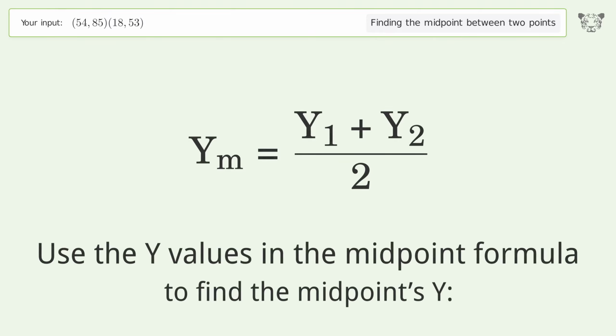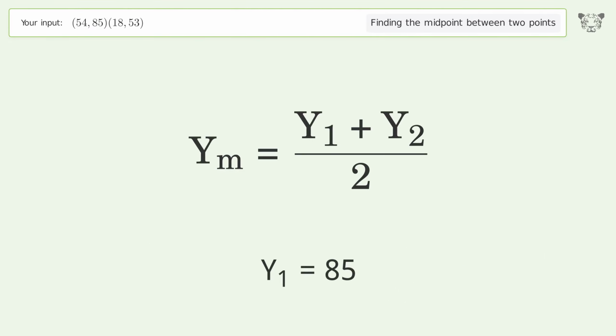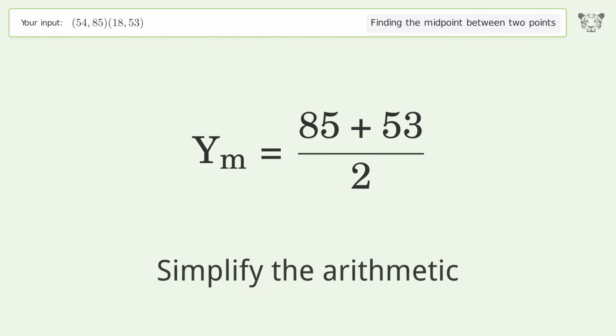Use the y values in the midpoint formula to find the midpoint's y. y1 equals 85. y2 equals 53. Simplify the arithmetic.